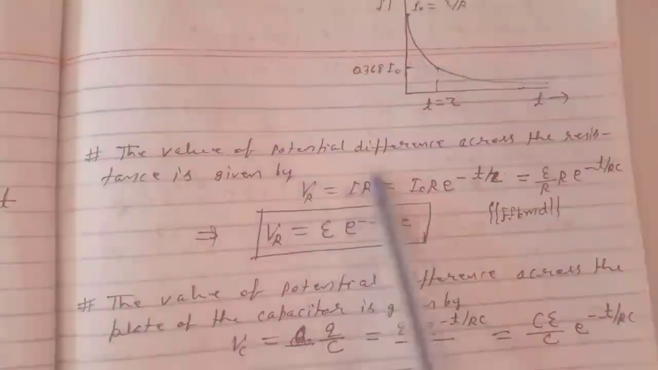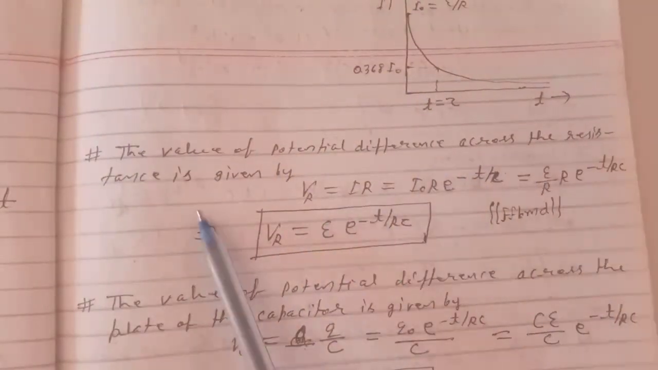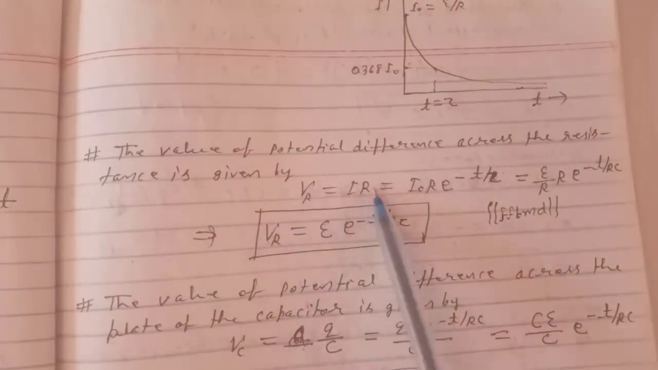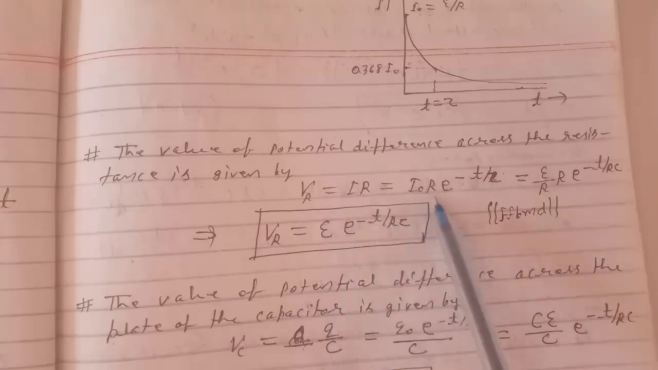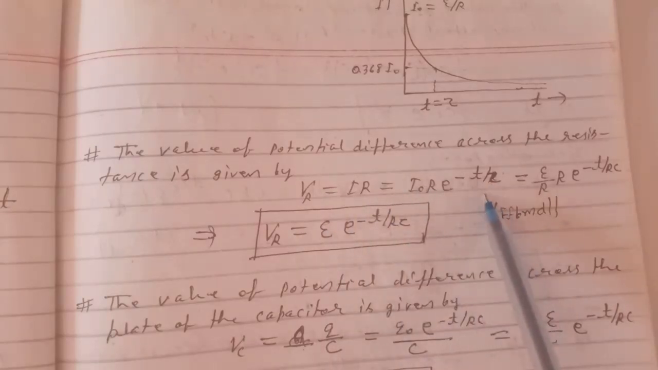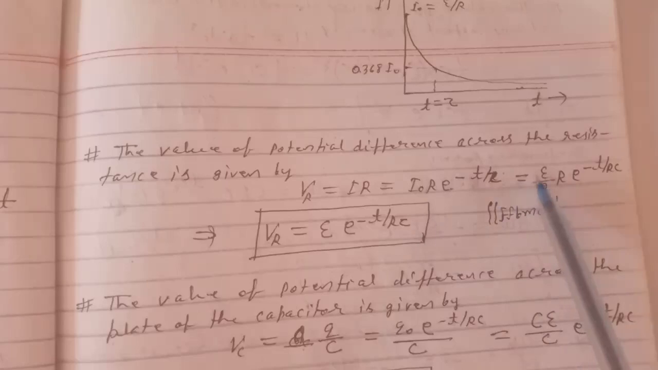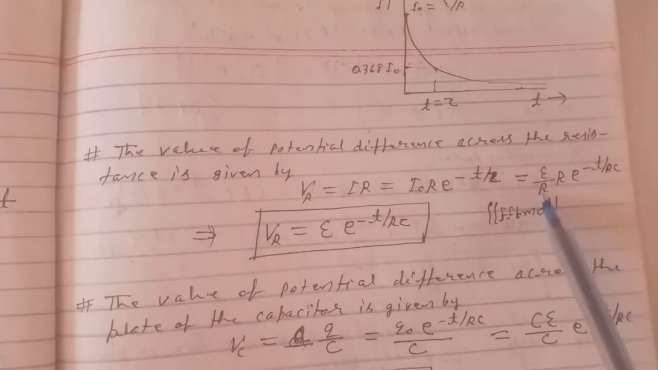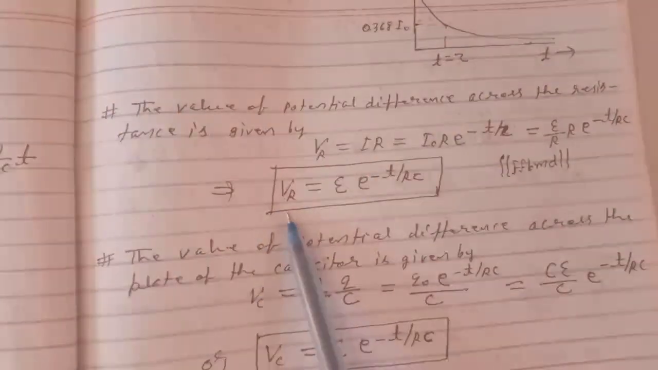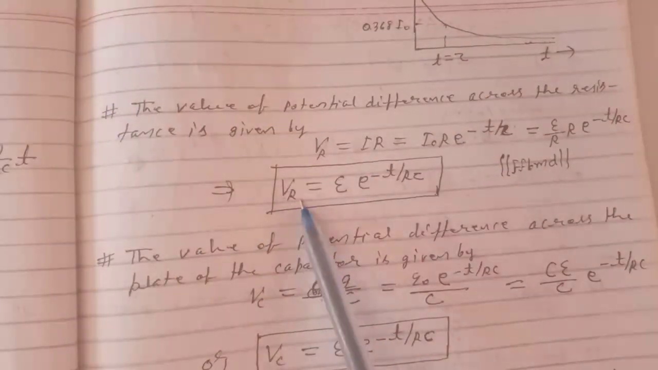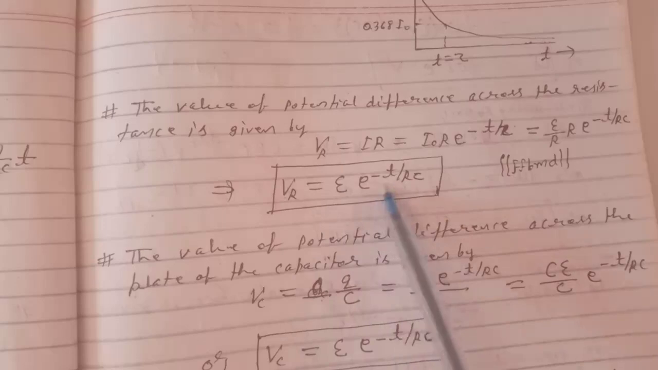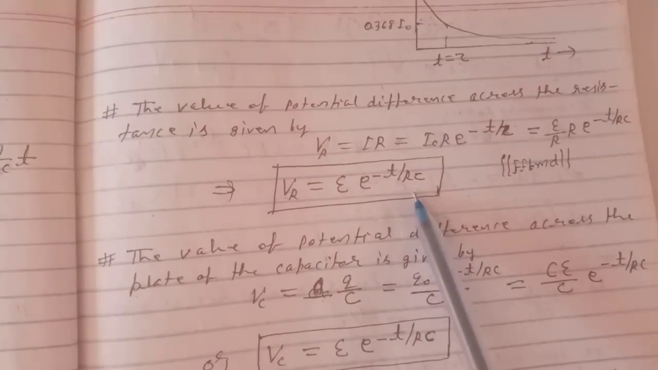Next, the value of potential difference across the resistance is given by VR equals IR. This is the potential difference across resistance R, or I naught R into e to the power minus t by tau, where I naught is equal to E by R and tau is RC. R cancels, so the potential difference across the resistor at any time is E into e to the power minus t by RC.